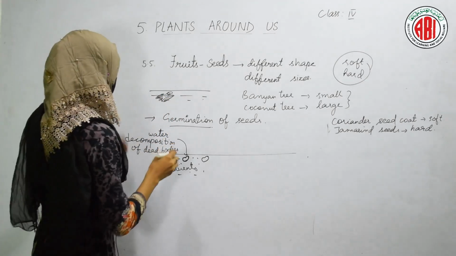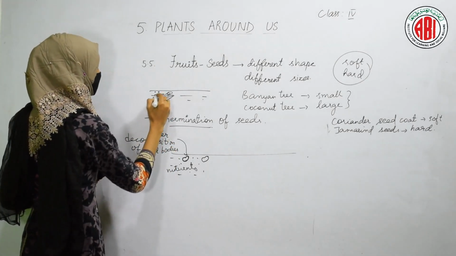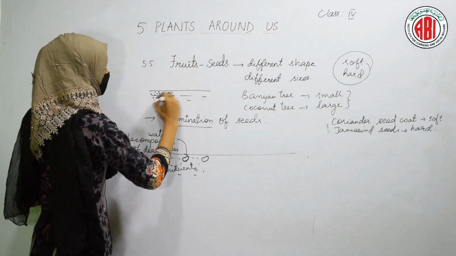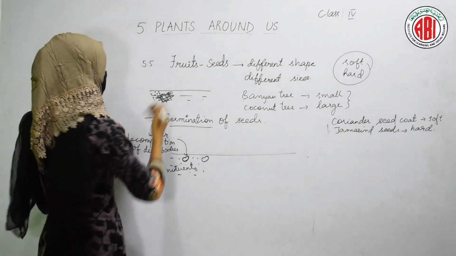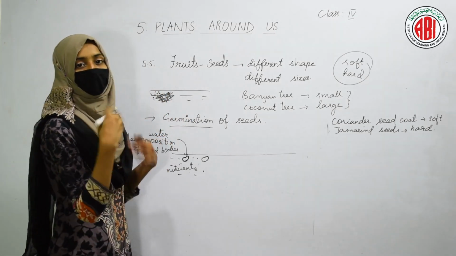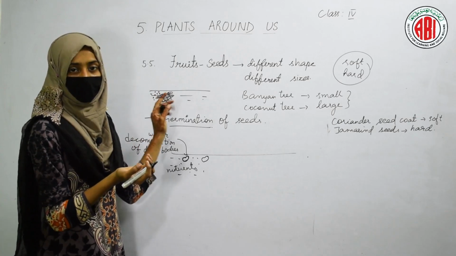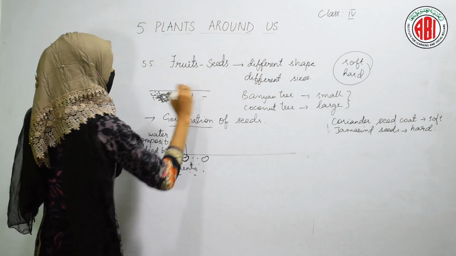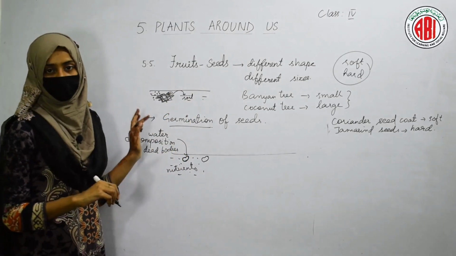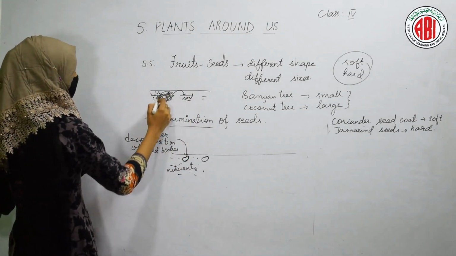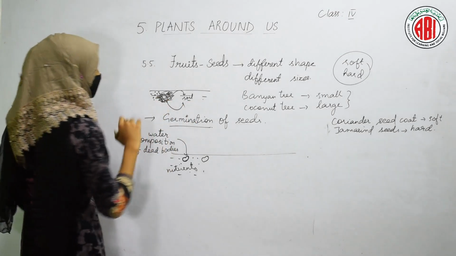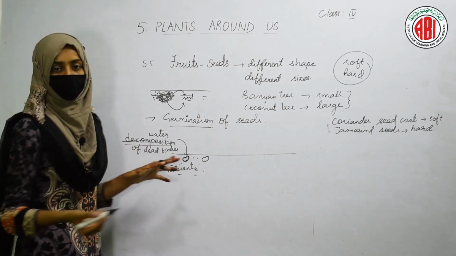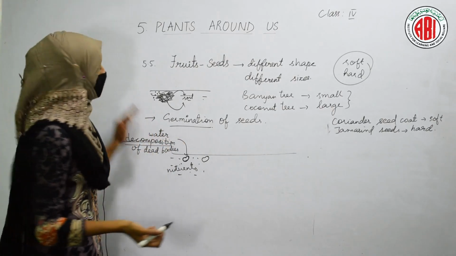Now what happens? We all know that in the soil microorganisms are present. These microorganisms act on these dead bodies. They break these dead bodies, and whatever nutrients and minerals are present in the dead bodies, they add those nutrients into the soil. In this way, the decomposition occurs. Whenever biological waste gets converted into nutrients and is added into the soil, we call this reaction decomposition.